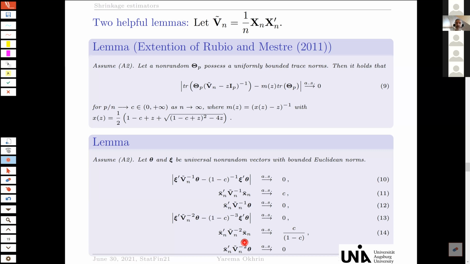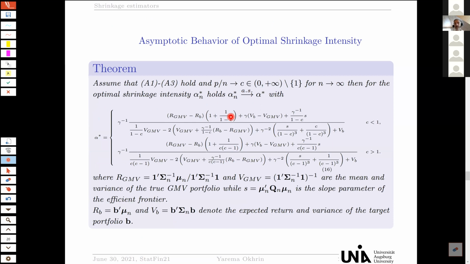So relying on this, we can find the optimal shrinkage intensity and its limit. So this alpha_n star that we had on the previous slide converges almost surely to alpha star. And this takes two different values, one for c smaller than 1 and one for c larger than 1. So we see that our optimal shrinkage intensity does not converge to 1, as one would have in the simple asymptotics, but it converges to some quantity, a large formula that depends on all possible characteristics of the target portfolio b, like return of the target portfolio, variance of the target portfolio, and then return and variance of the global minimum variance portfolio. Important here is this s. This is the curvature, or the slope, of the efficient frontier.